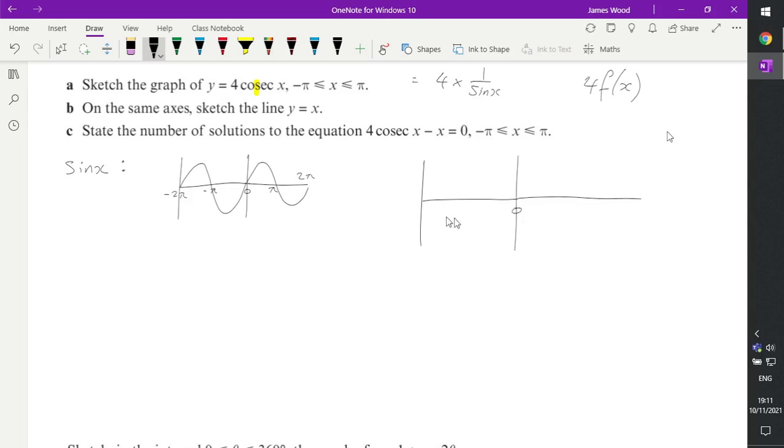So here's 0, now I've got minus 2 pi, minus pi, pi and 2 pi. Asymptotes are going to be here and here, get my zeros. And then it still goes through 1 and minus 1, minus 1 and 1. And it's 1 over that, so the shape looks like this sort of thing.